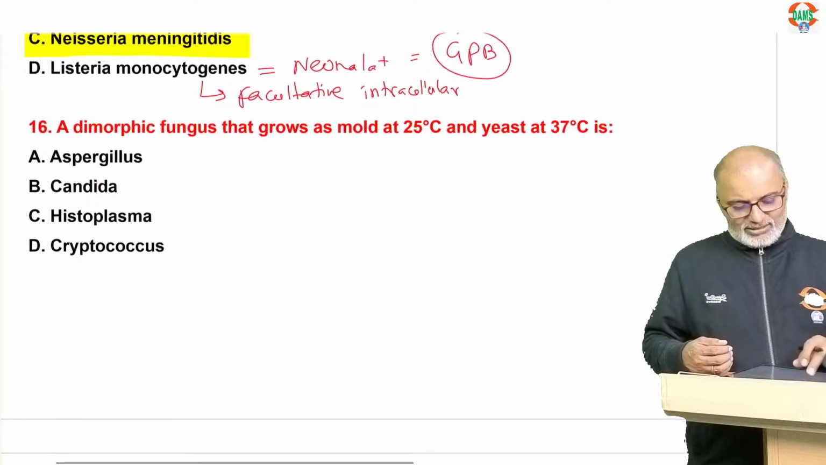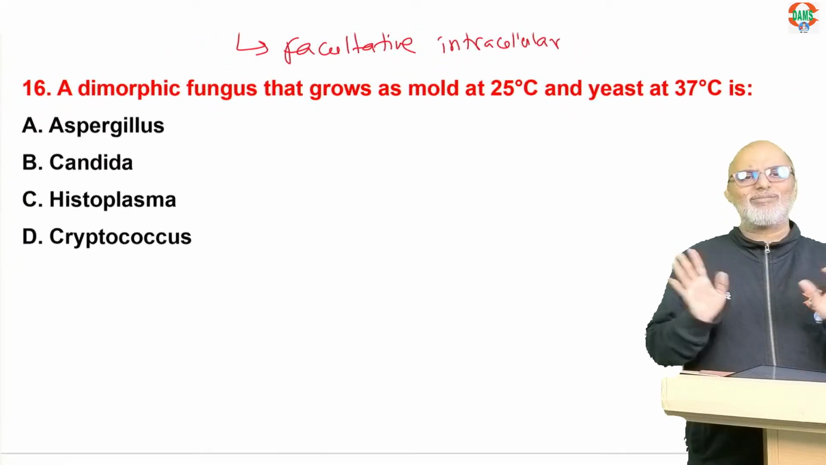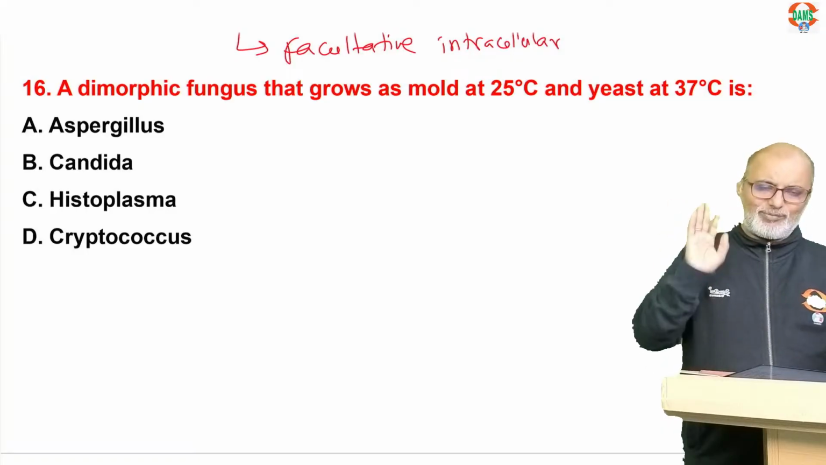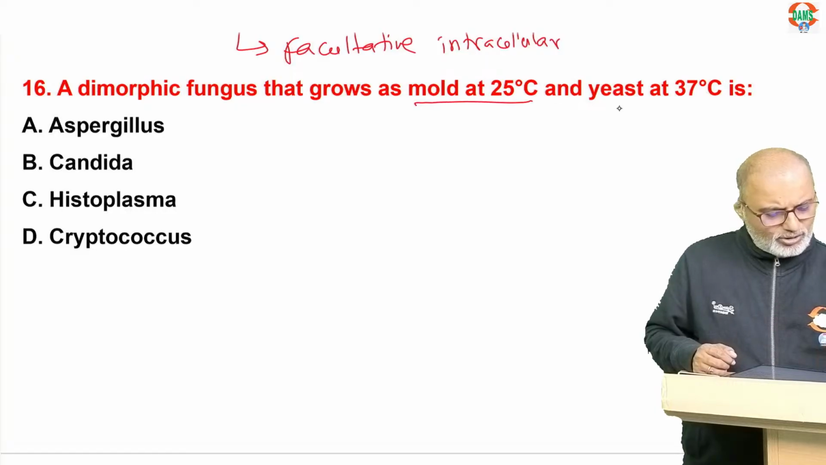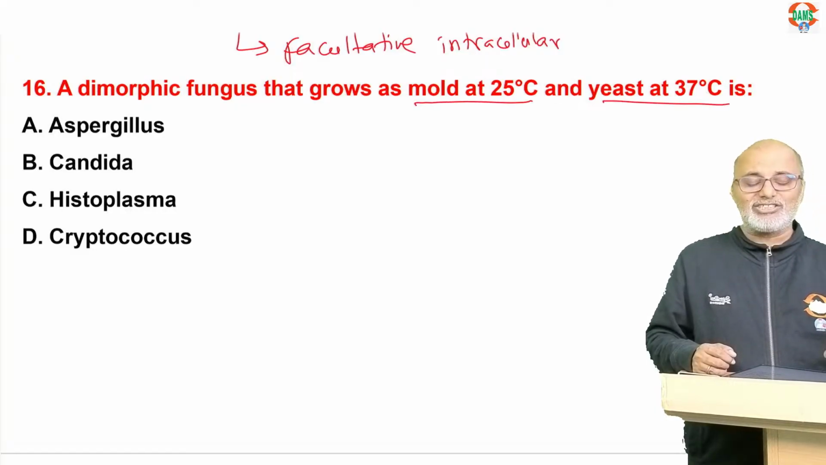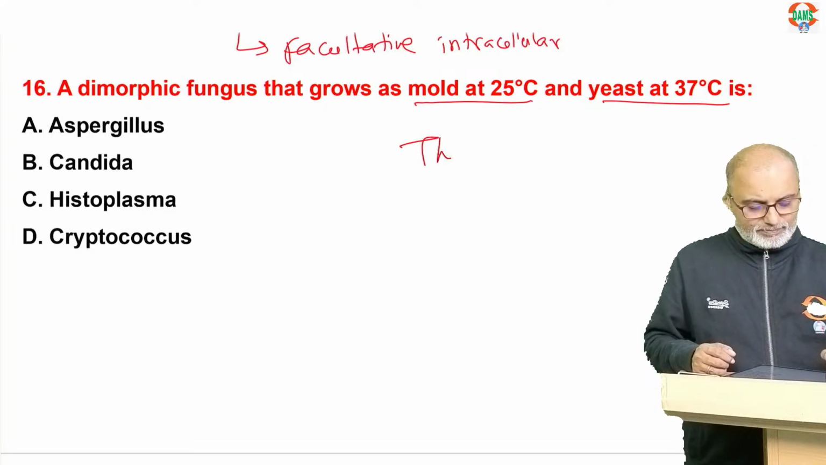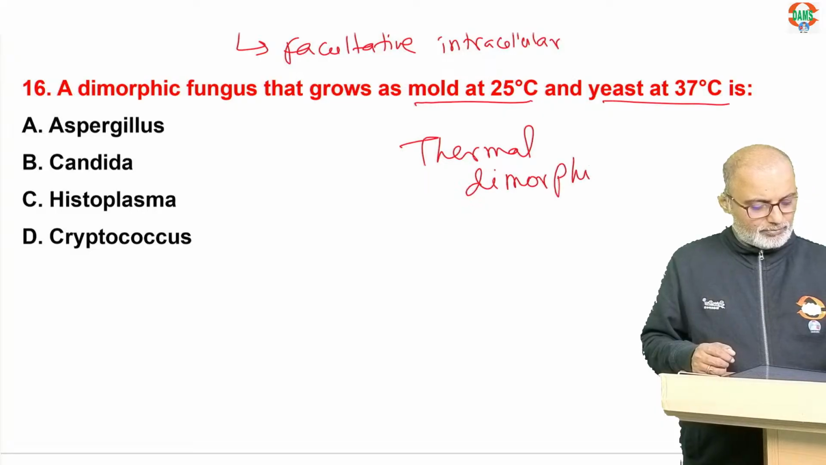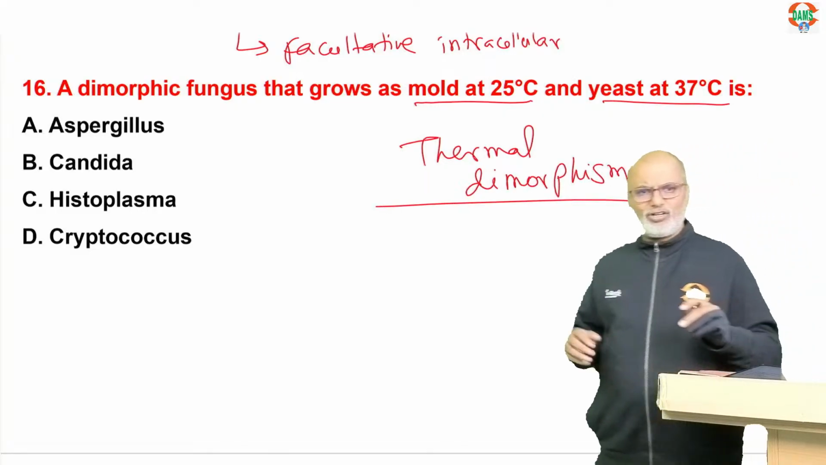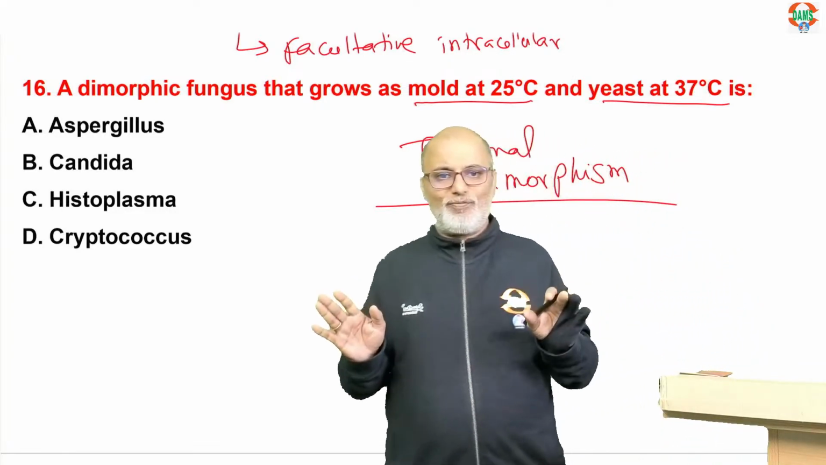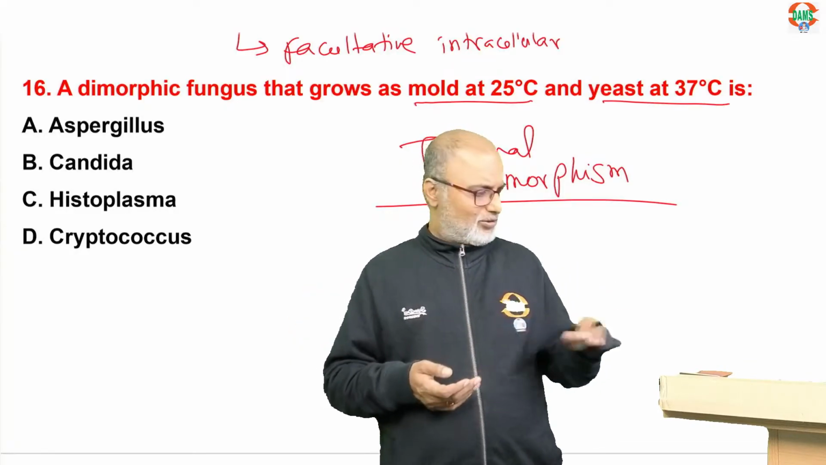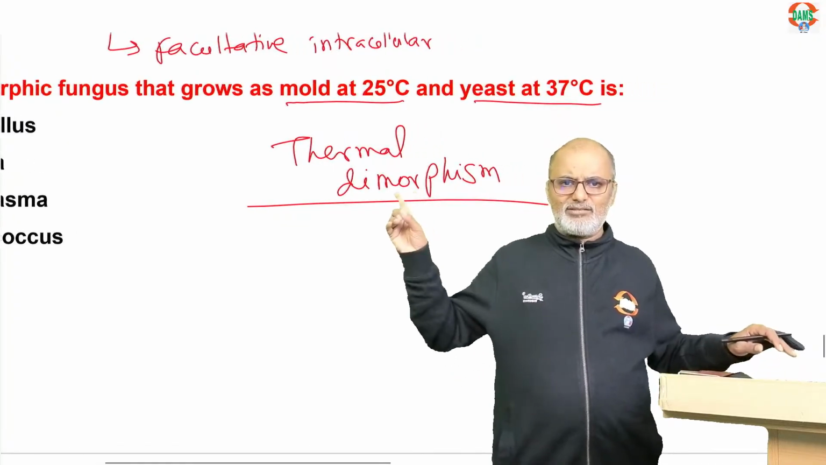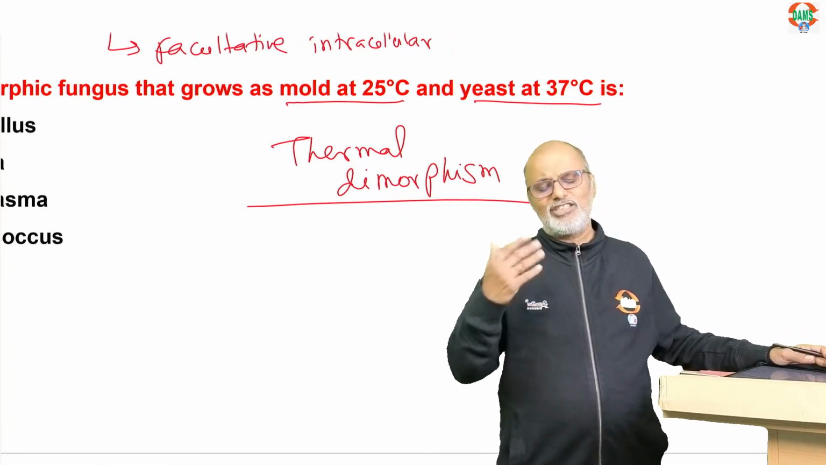Next is dimorphic fungi. They will not leave the dimorphic fungi. Still mycology is there. Growth at 25 degrees is mold, 37 degrees is yeast. This is called thermal dimorphism. Always we have a question on dimorphic fungi, so first you should know the list of dimorphic fungi. Based on the temperature, they change the shape.